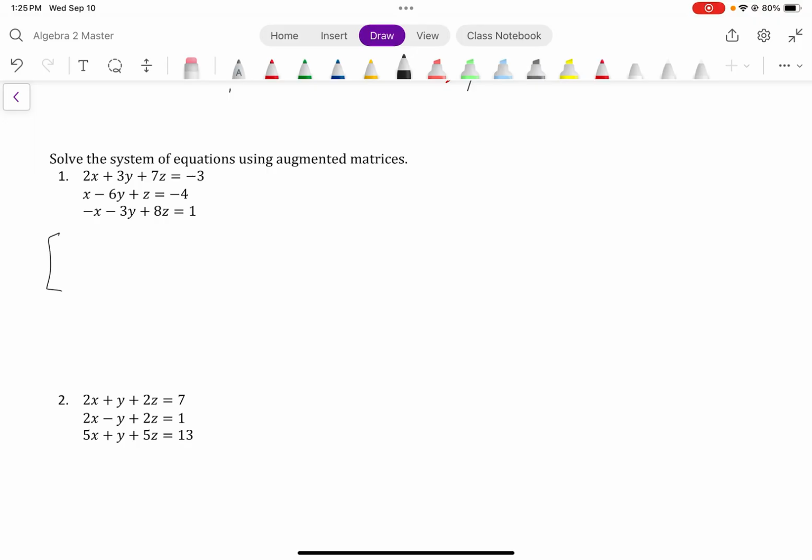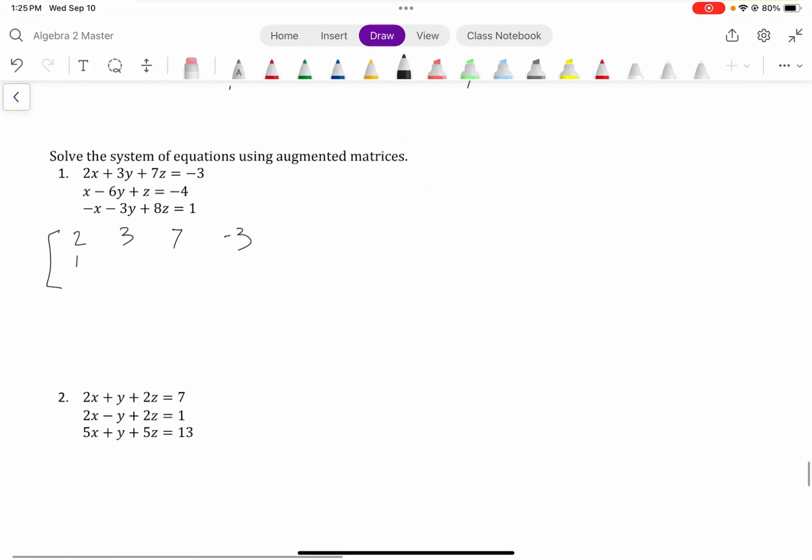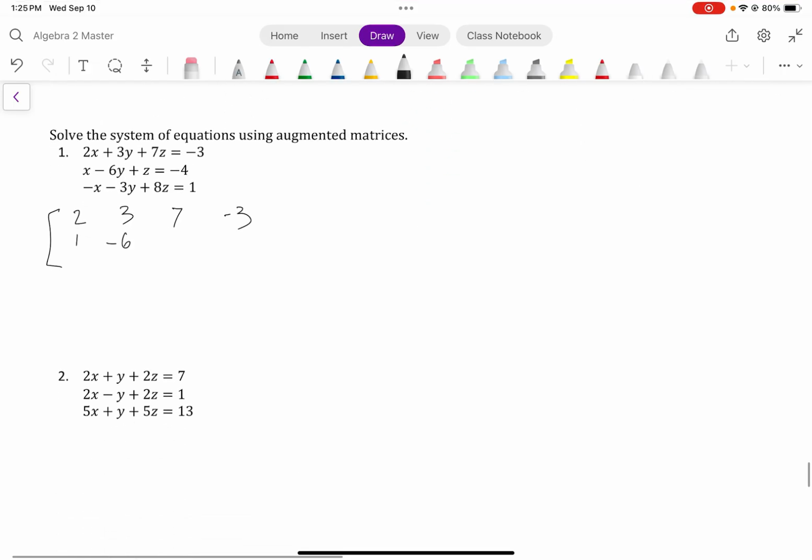So my augmented matrix is going to be based off the coefficients. From the first equation, I had a 2x, a 3y, a 7z equals -3. The second one, I had a 1x minus 6y plus 1z, which I'm not going to write the plus, and that is equal to -4. And the last one, -1x minus 3y plus 8z equals 1. There's my augmented matrix. If you want to put a little dashed vertical line there, that's fine too, just to indicate where the equal sign is.